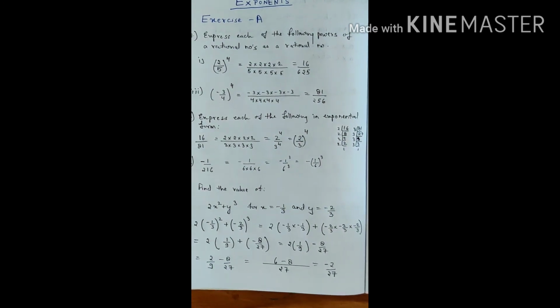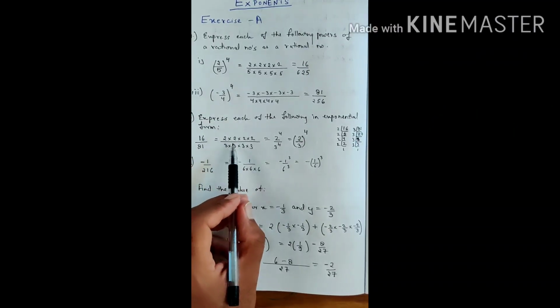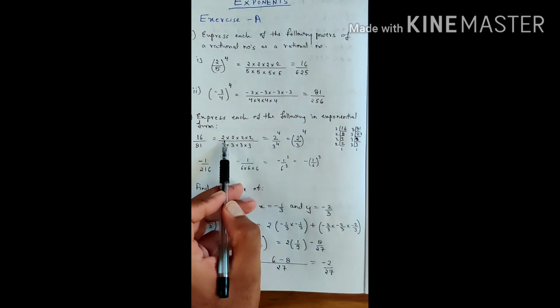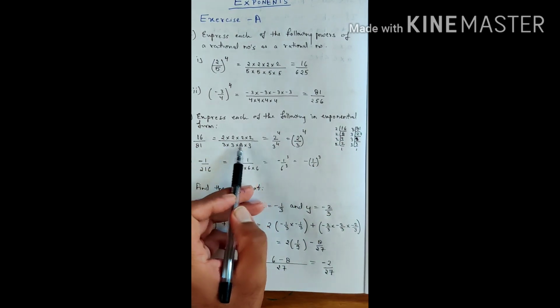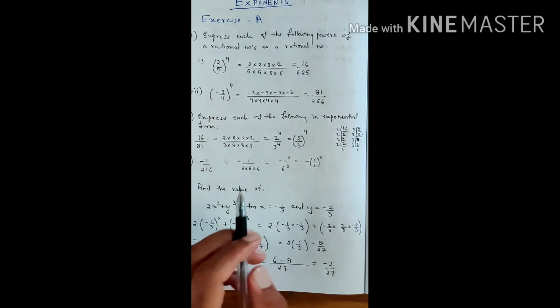Now moving ahead to question number 2. It says, express each of the following in exponential form. So we have to show this in exponential form, meaning you have to write the power. Here first it is given 16/81. So again we'll break this, or you can take the LCM also. This will come to be 2 into 2 into 2 into 2. How many times is 2 coming? That is 4 times. So we will write 2 raised to the power of 4.